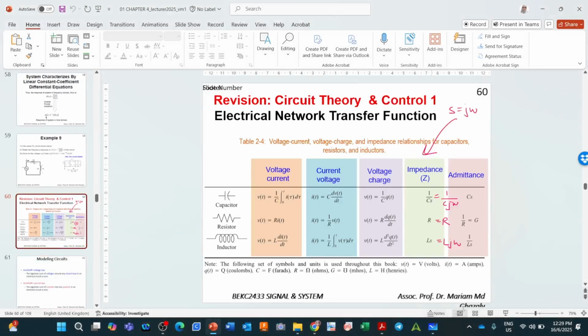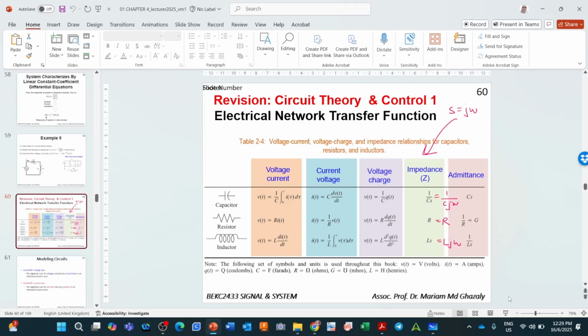The important part that you need to take note of starts from this page 60, which is all revision of circuit theory and control. I took it from the control notes by the author Nise. This one is taken from the Nise table. Basically, in Nise you can write out the capacitor, resistor, and inductor in terms of their d/dt values.